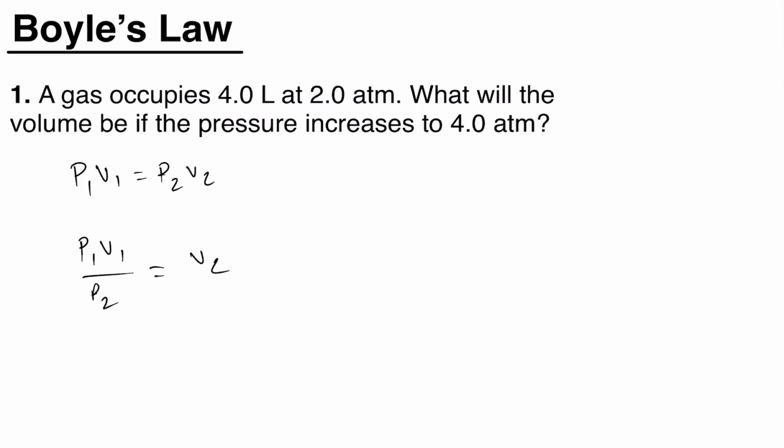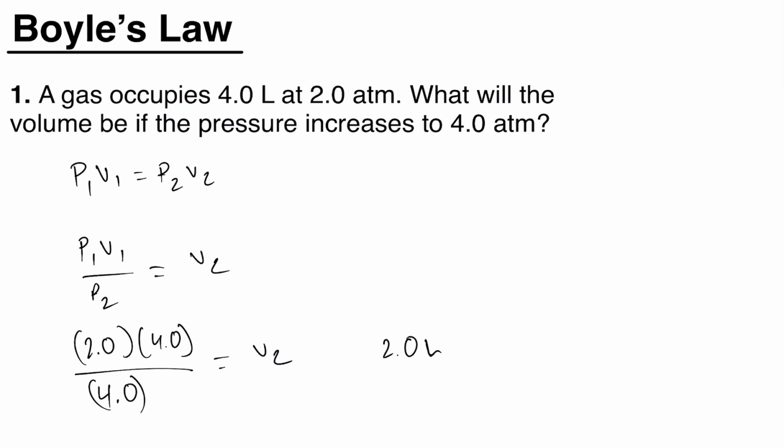And now we can plug in what we know. So 2 atmospheres times 4 liters over 4 atmospheres is going to be equal to V2. And our final volume is equal to 2.0 liters.